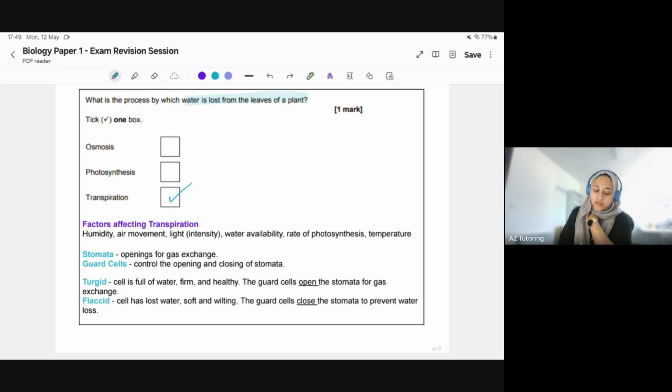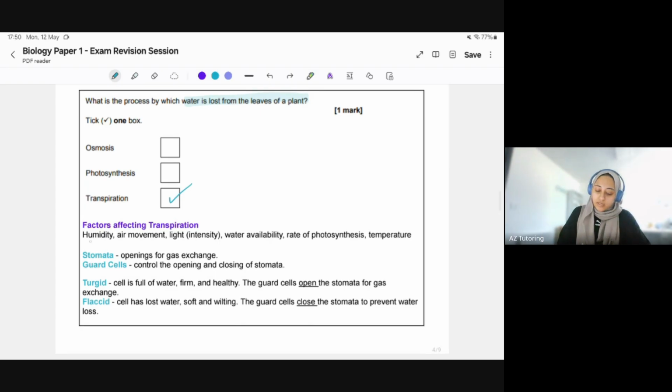So you've got humidity. What does humidity mean? Humidity means the amount of water particles in the air. So you could say the UK is quite a humid country because we're surrounded by quite a lot of ocean, meaning we've got so many water particles already in the air that water is not going to leave the plant, because it's high concentration outside. There's no concentration gradient. That's why that affects it.